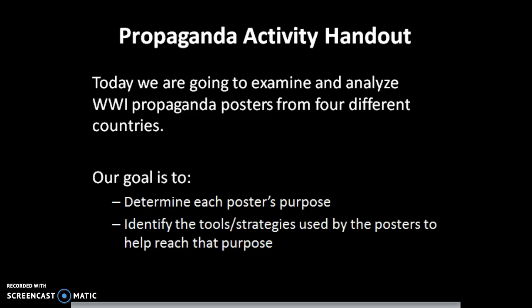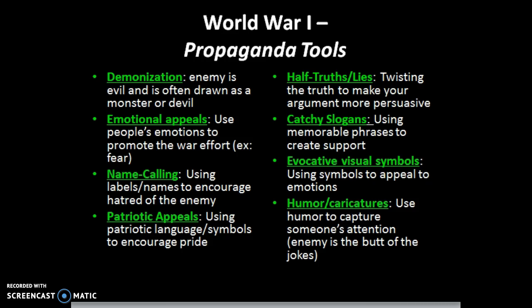So here's an activity for you to do. We used to do this all in class, but since you're doing this on your own, we're going to look at some propaganda posters from World War One, and figure out what the purpose was, and then look at the tools or strategies used by the posters to help reach that purpose. Here are some posters from 4 different countries in World War One, versus the tools. Here are the 8 propaganda tools.